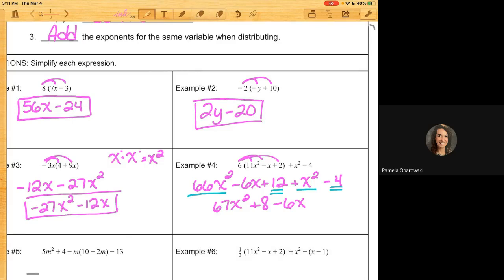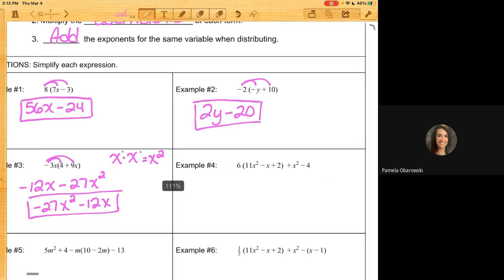Now notice as I wrote that down, I realized I didn't put it in standard form. So let's go ahead and switch it around. 67x squared minus 6x plus 8 would be my final answer when it's in standard form. As a reminder of what standard form is, it has to go from largest exponent down to smallest, and our constant is always at the end. That would be called a quadratic trinomial. All right, I hope you guys are catching on to this.